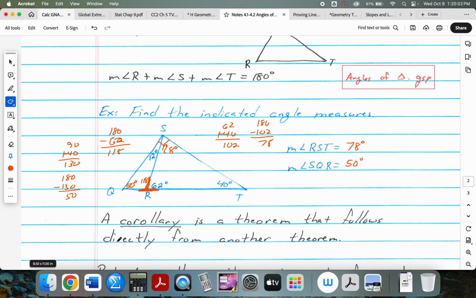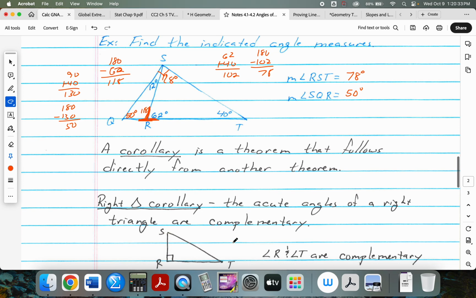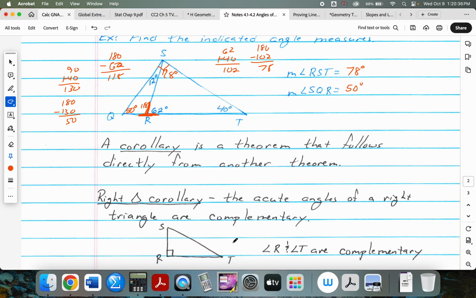All right, I want you to notice a couple of things about this particular problem. In the big triangle, the whole angle at S is 90, right? The other two angles in the big triangle, Q and T, what do they add up to? 90. What do we call two angles that add up to 90? Complementary angles, exactly. That is a corollary to this theorem. The acute angles of a right triangle are complementary.